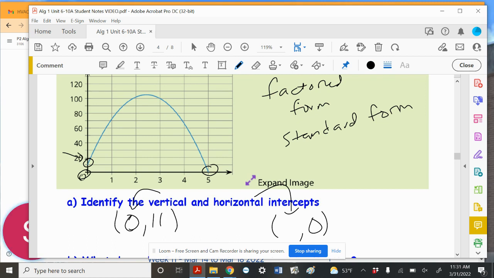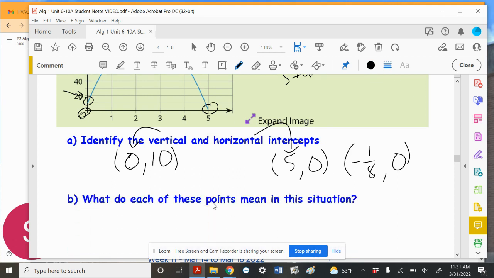So I have (0, 10) as my vertical, and my horizontal would be (5, 0). Now we also have another one, (-1/8, 0). And so that's another value that I do have there. So I really do have multiple intercepts in this particular case, but this negative 1/8 doesn't make any sense because it's time. So we can't really have negative time when we're looking at those.